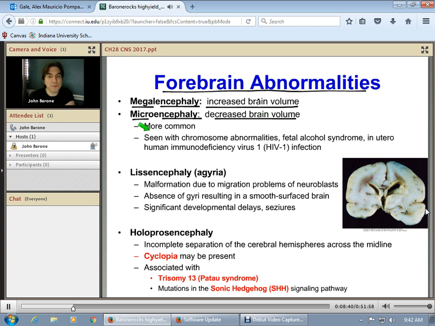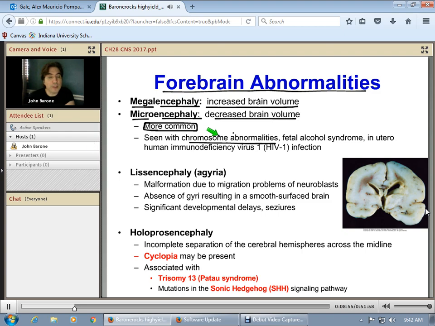This decreased brain volume, and this is much more common. Oh yeah, well if you look at society, yeah, small brain individuals. All right, I'm making a joke. But this is more common. We'll see this with chromosomal abnormalities. You'll see a lot of people with microcephaly.